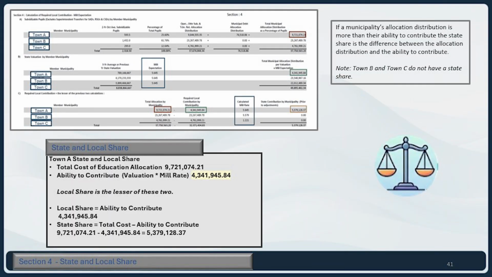You'll note in this SAU that towns B and C, neither of those receive a state share, because when you look at their ability to contribute in Section 4B, that is equal to or above the amount they are responsible for in Section 4A. So this is how the state and local share is determined. We take that total cost allocation, we divide it out by how much each town is responsible for, then we look at your valuation to see how much you're able to contribute, and if that is less than what you are responsible for, that is the state share.